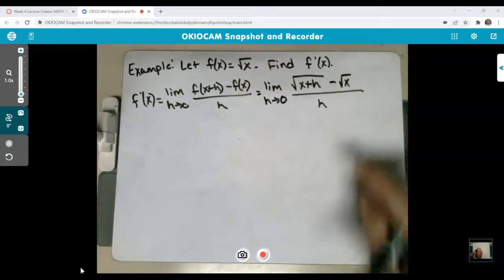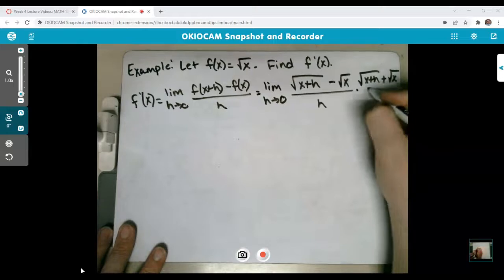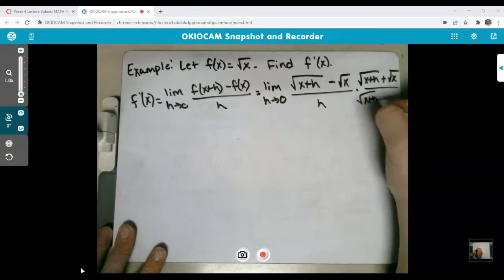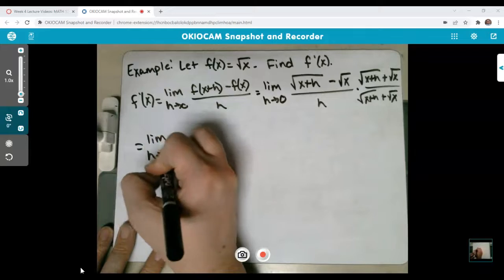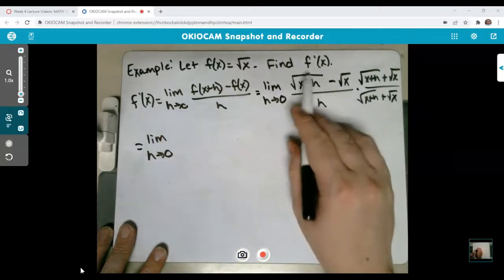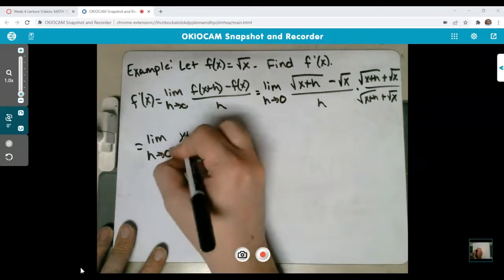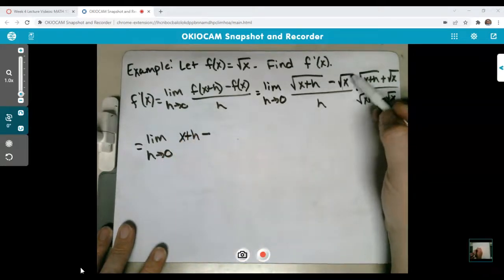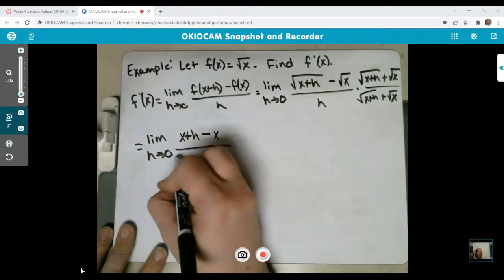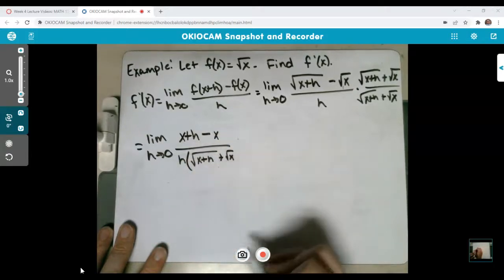Like we have done, we're going to multiply that by the conjugate to get rid of the square roots. So square root of x plus h plus the square root of x. Same thing on the denominator. The reason we do that is because I can now just square my first term. The square root of x plus h squared would just be x plus h, and then minus this term squared. The square root of x squared is just x, all over h times square root of x plus h plus the square root of x.